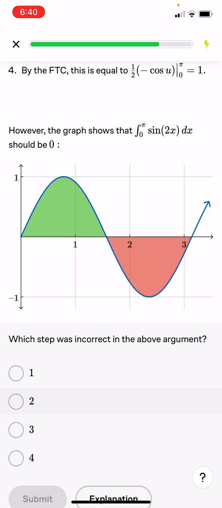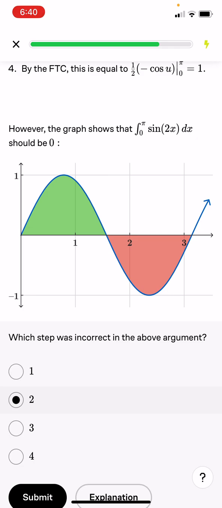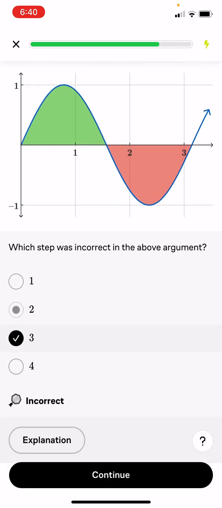Is there even a 4 in it? Why do they have 4 things if there's only 3? So the step that was incorrect in the above. Should be 0. Probably 2. Because it's a 2. Should be 0. 3.